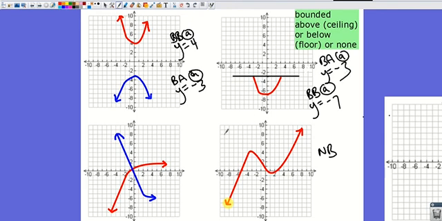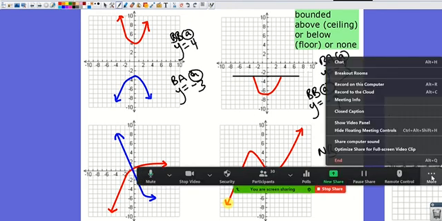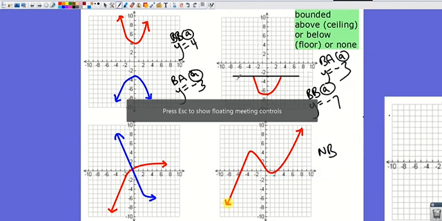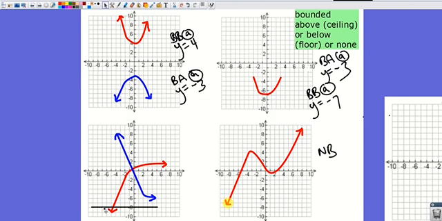Last one, the third example. This is clearly, let's just look at the red graph. This is clearly not bounded. This is not bounded below. There's no floor, because this yellow arrowhead will cross the black. However, let's look here. Is this bounded above?